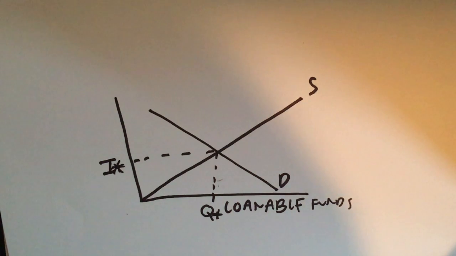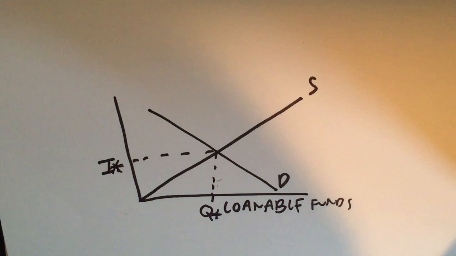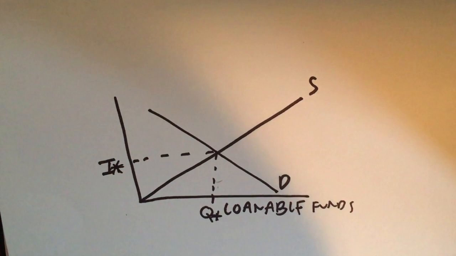You can see this in the graph shown here, that the supply of loanable funds and the demand of loanable funds cross and give us an equilibrium interest rate of I star and an equilibrium quantity of loanable funds at Q star. Now, what about the crowding out effect?